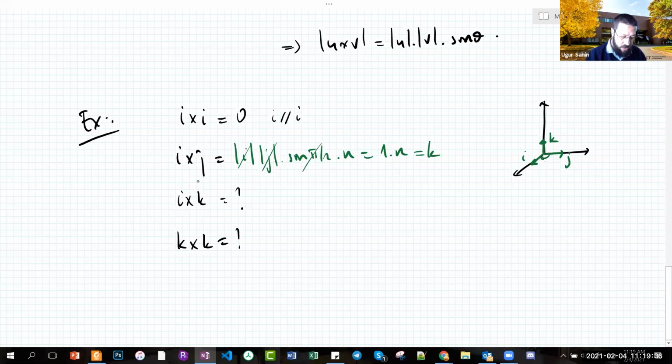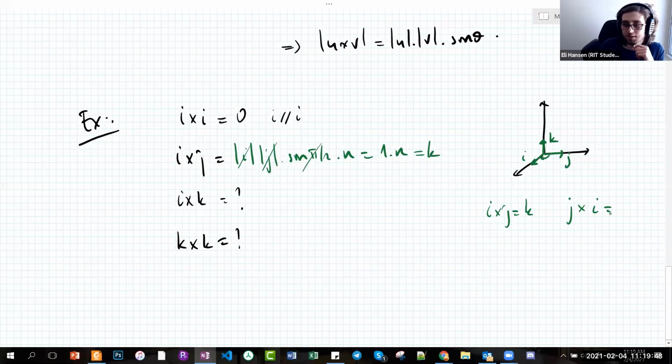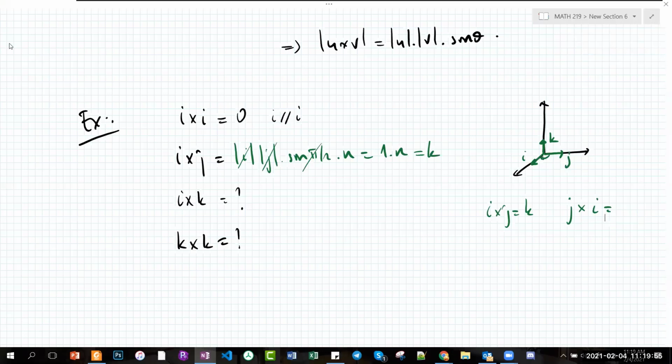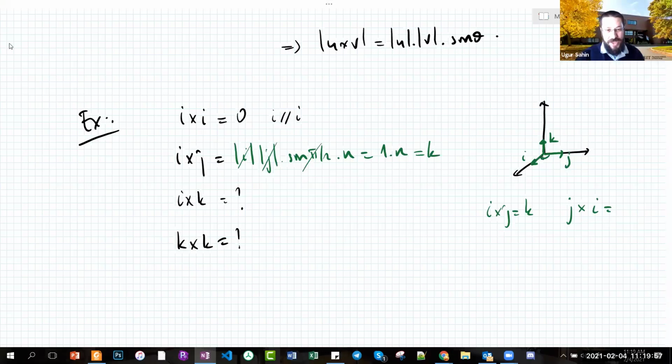Now I want you to tell me, after saying I times J is equal to K, what about J times I? That would be negative K. Eli says it is negative K. Do you agree with him? Yes. Do you want to explain why?